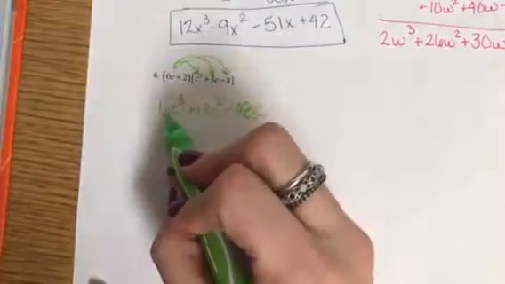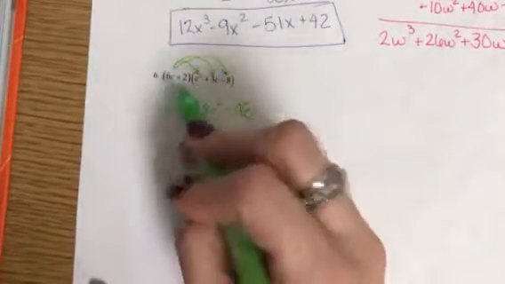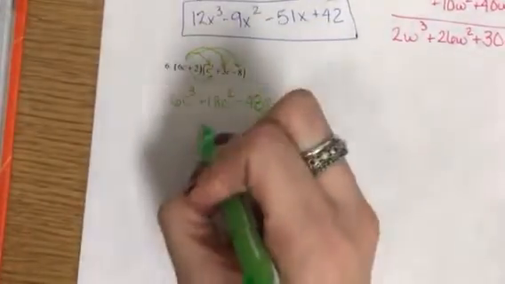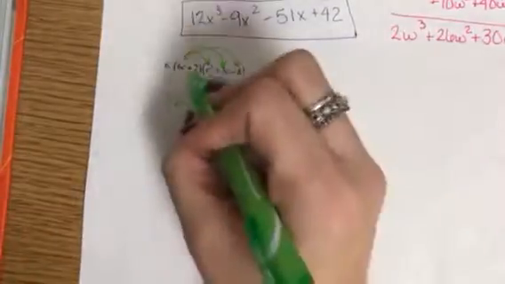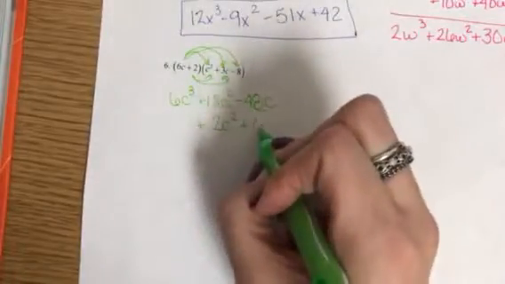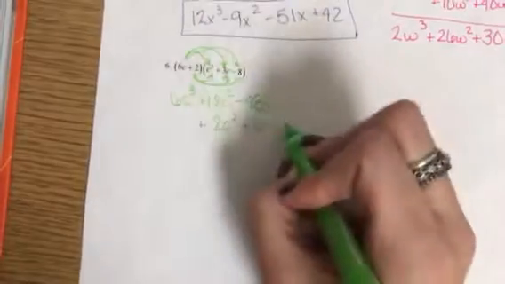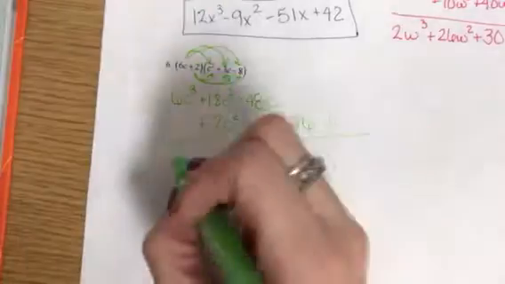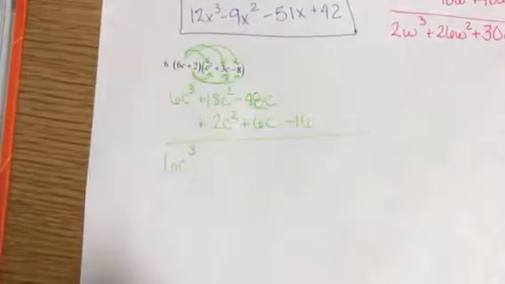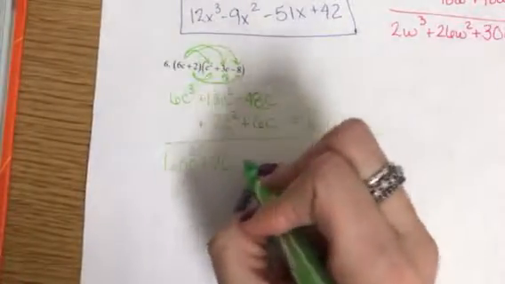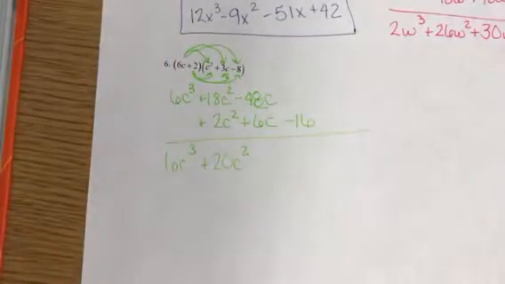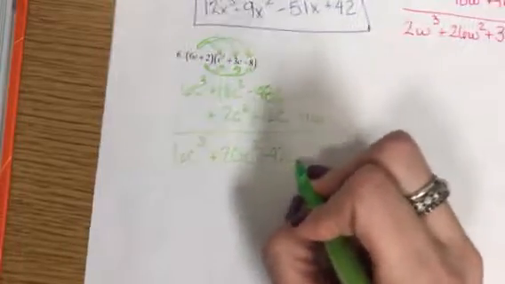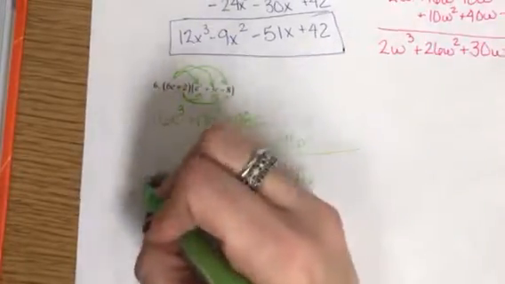I think I got that right. Let's double check. 6c to the third, 18c squared minus 48c. Okay, so we distribute the 2. That's going to give us a 2c squared, a positive 6c, and a negative 16. When we combine like terms, that will give us 6c to the third plus 20c squared minus 42c minus 16.